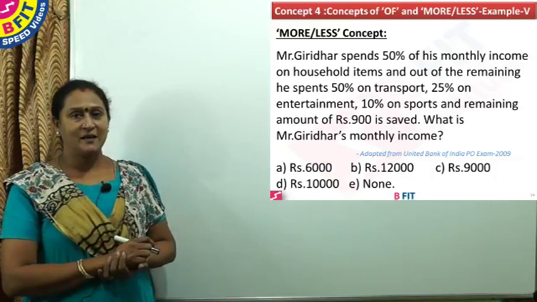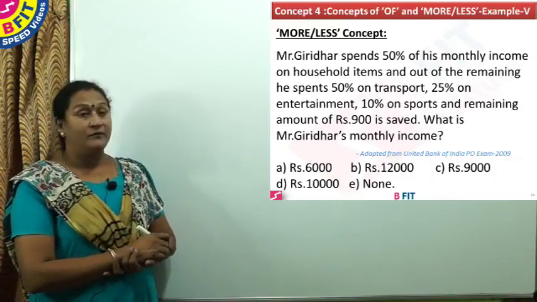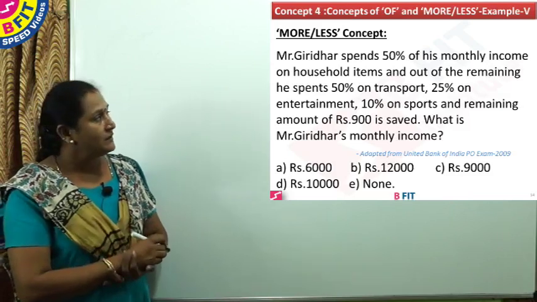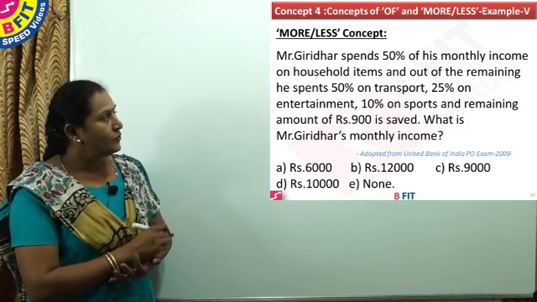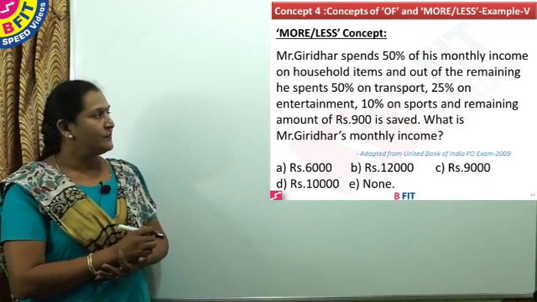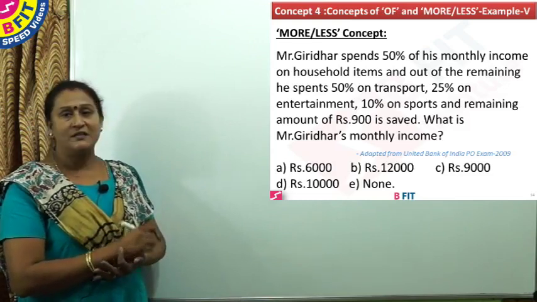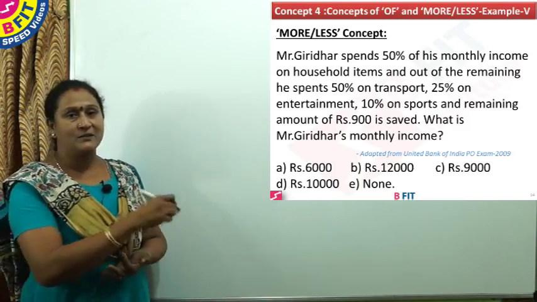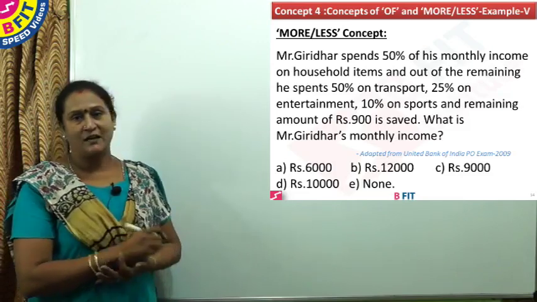So we'll see the next example. So far we saw the concepts related to "of", and here we'll see the questions related to the concepts more or less. So Mr. Giridhar spends 50% of his monthly income on household items, and out of the remaining he spent 50% on transport, 25% on entertainment, 10% on sports, and the remaining amount, rupees 900, is saved. So what is Mr. Giridhar's monthly income? This question was taken from the United Bank of India PO exam 2009.